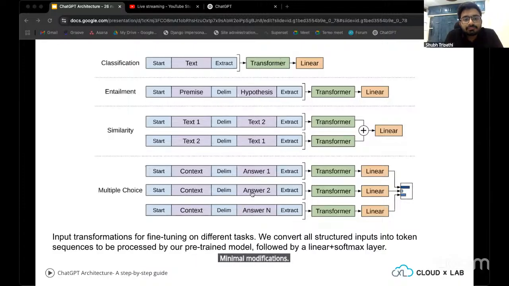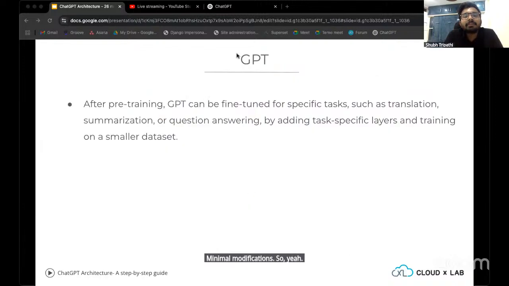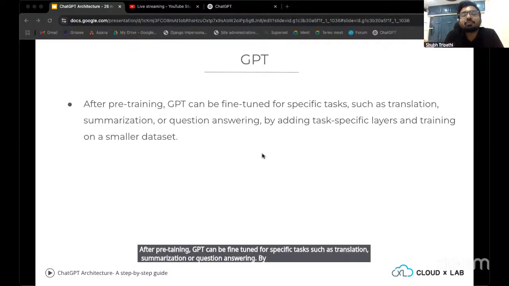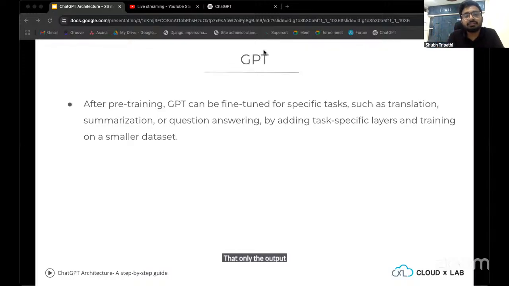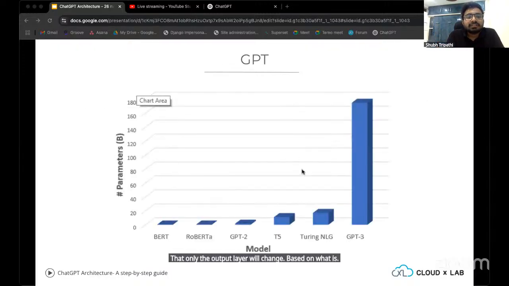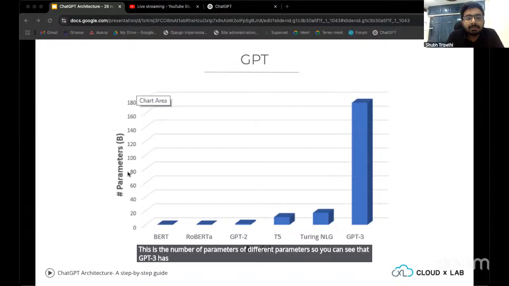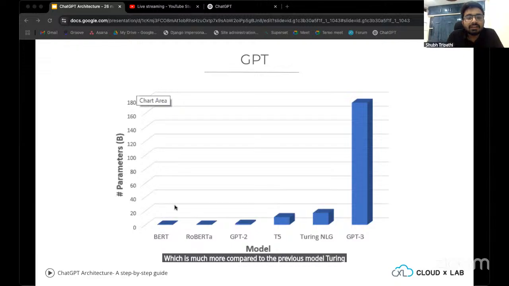After pre-training, GPT can be fine-tuned for specific tasks such as translation, summarization, or question answering by adding task-specific output layers and training on a small dataset, where, as I just said, only the output layer will change. Based on this, here are the numbers of parameters of different models. You can see that GPT-3 has more than 180 billion parameters, which is much more compared to the previous model Turing NLG, which had less than 20 billion parameters. It's a very huge difference, and GPT-4 is even larger.